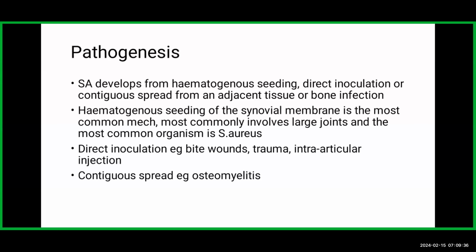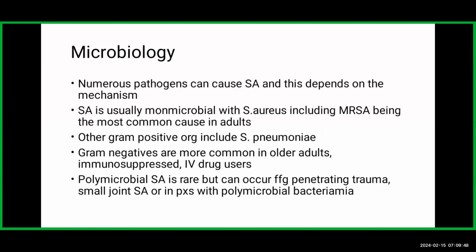So for direct inoculation, this could be from bites, wounds, trauma, or intra-articular injection, and then there could be contiguous spread from conditions like osteomyelitis. So once these organisms localize to the joints, they initiate the inflammatory cascade, and then the patient presents with symptoms.